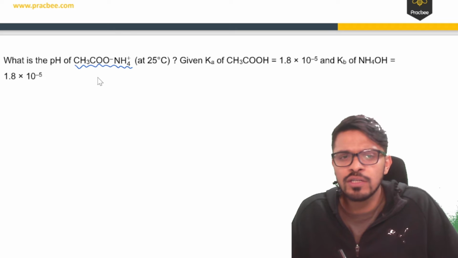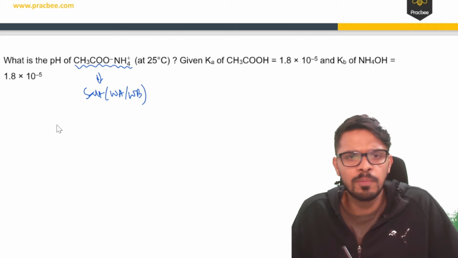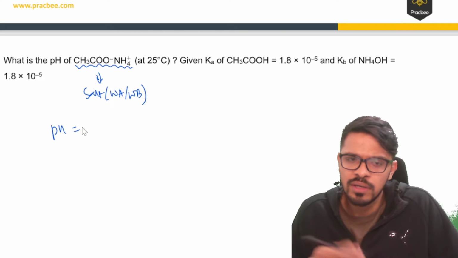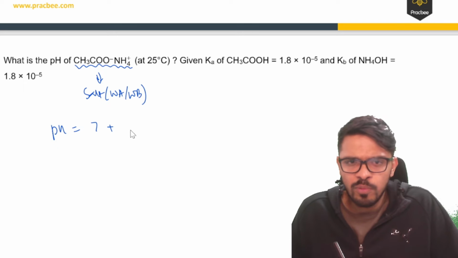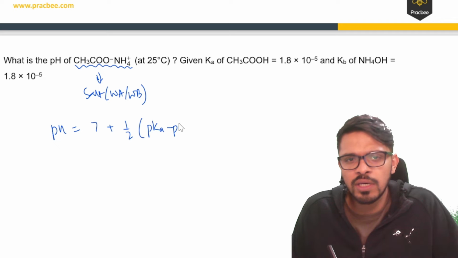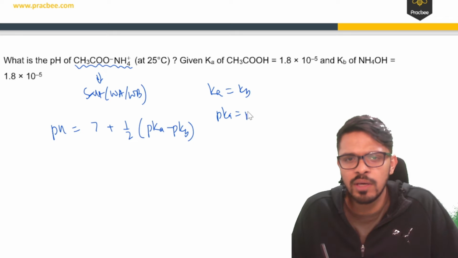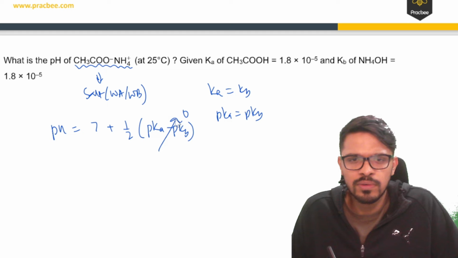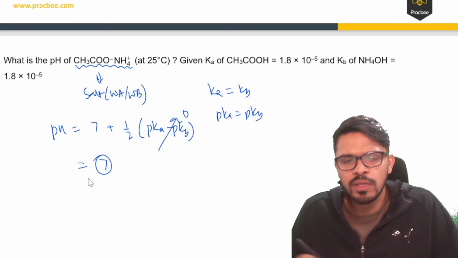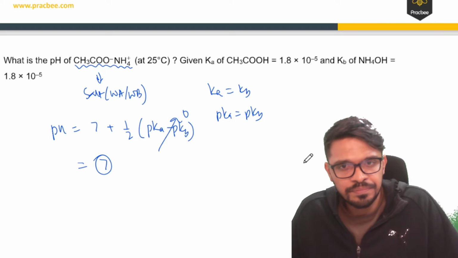They are asking the pH of a salt, and if you see, this salt is of a weak acid and weak base. For a weak acid, weak base salt, the pH does not depend upon the concentration. So the formula for that is pH is equal to 7 plus half (pKa minus pKb). By the way, if you see here, Ka and Kb are exactly the same. That means pKa is equal to pKb, or I can say the difference is 0. So the solution would be neutral. The pH of the final solution would be 7 itself.